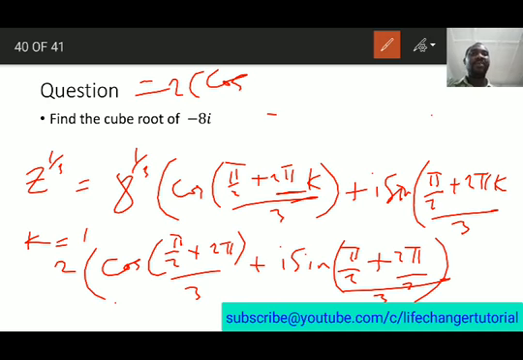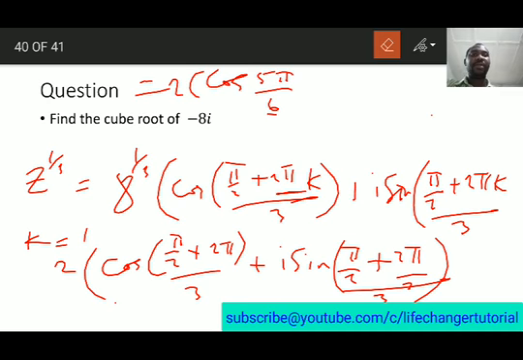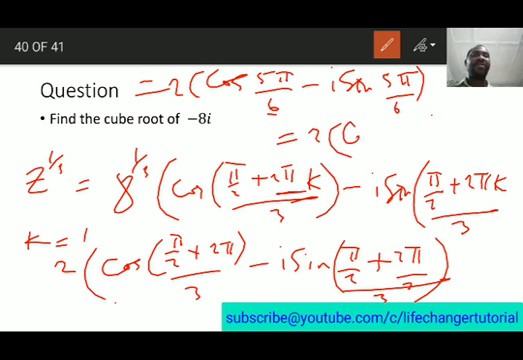So cos 5 pi over 6. Then is it plus now, or minus? Sorry, all the while it is minus, not plus. So this should be minus. So minus I sine 5 pi over 6. So this is now going to be 2 into, what is cos 5 pi over 6? That means 5 times 180 over 6, that means 150. So I have cos 150 minus I sine 150.